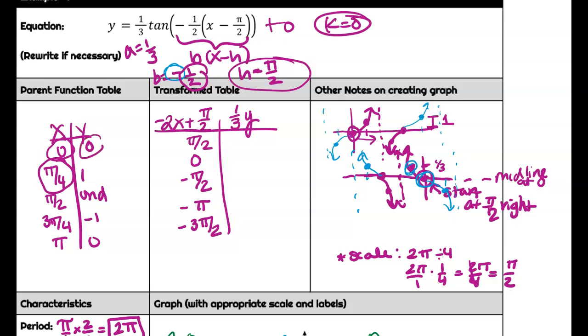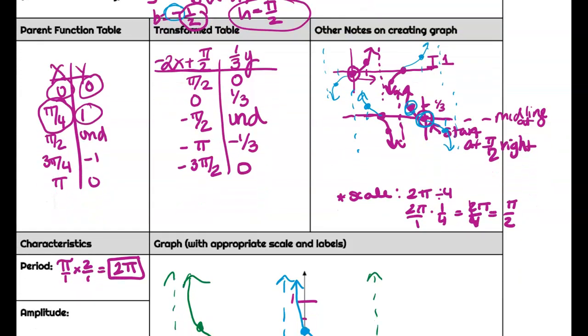And then I'm going to do the same with all of these y values. I'm going to multiply them by 1/3. Undefined just stays undefined. You can't do any arithmetic with it. So as weird as that is, it's kind of nice. You guys don't have to do very much arithmetic. And then we should see these points plotted.